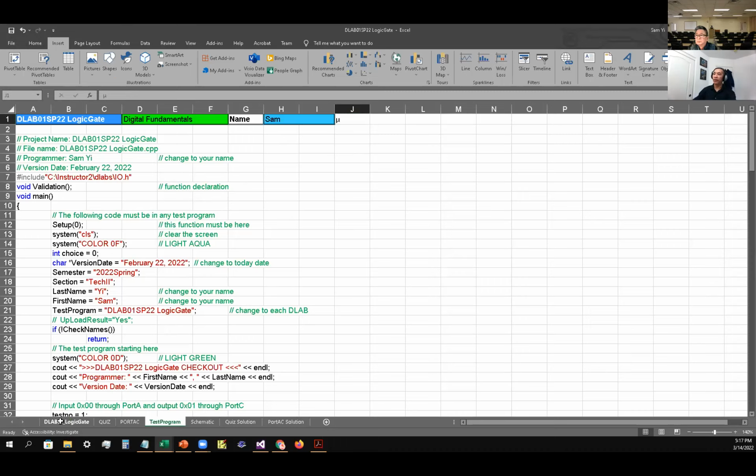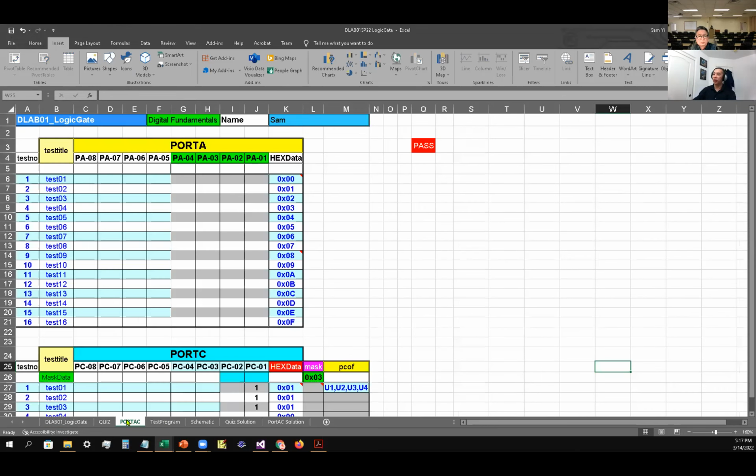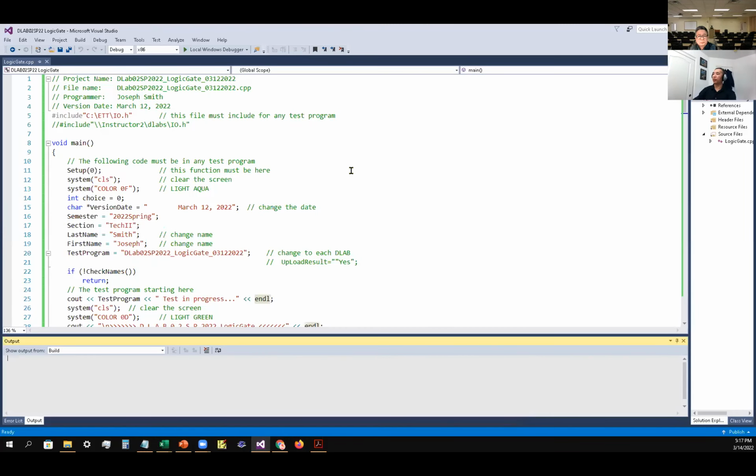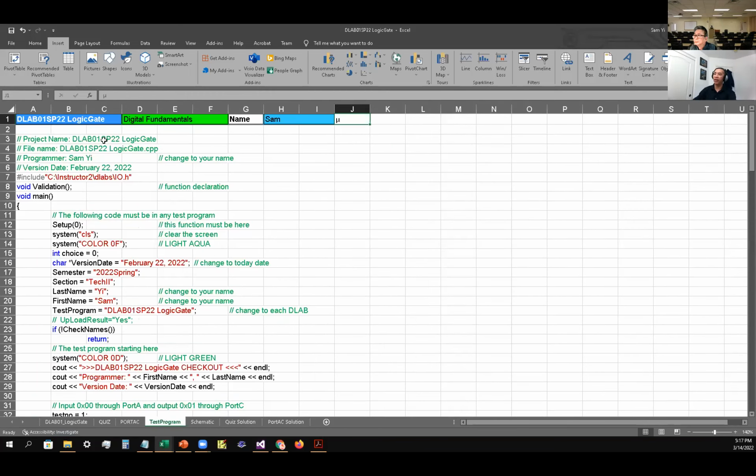So when I save, this one was the DLab 1, and when you have completed all this information and you do your program on Visual Studio, then after that you copy it and paste it right here, under the sheet called test program, paste it here, and then upload this.